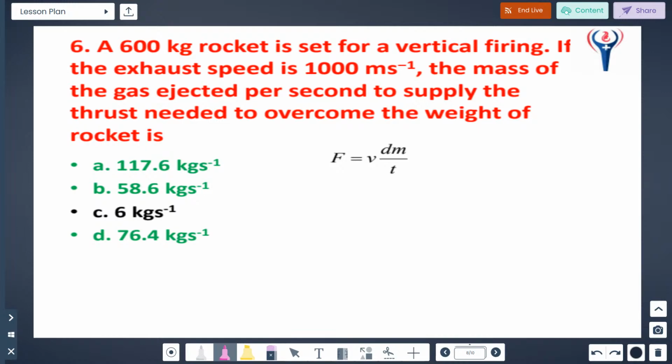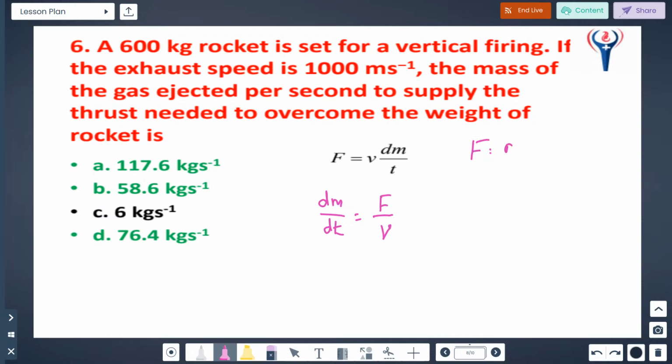A 600 kilogram rocket is set for a vertical firing. If the exhaust speed is 1000 meter per second, the mass of the gas ejected per second to supply the thrust needed to overcome the weight of rocket is dash. This is also same Newton's second law, and here velocity is maintained constant. So F equal to V into dm by dt, and here mass of the gas ejected per second, that is dm by dt only. Dm by dt equal to F by V.